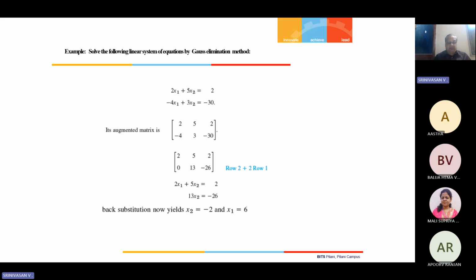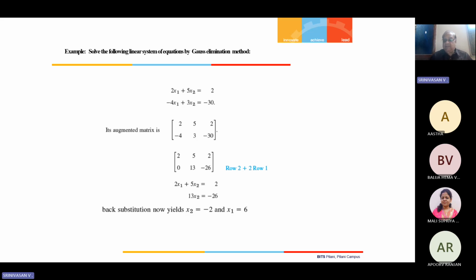In that order means, therefore, the solution is x1 equal to, always we write first component first, second component next. x1 equal to 6 and x2 is equal to -2.